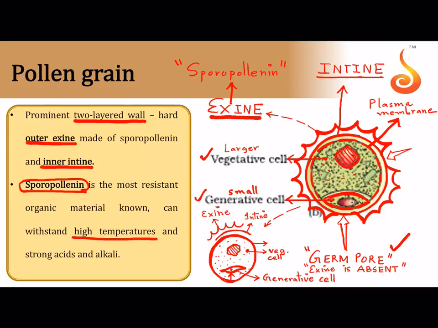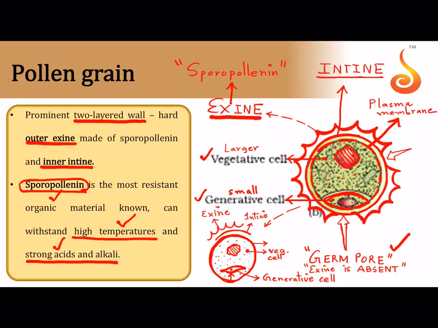It can withstand high temperature. It can also withstand strong acids and alkali. Till today, they have not discovered any enzyme which can digest this chemical called sporopollenin. That means it is such a strong chemical, and that's why it ensures that all the parts of the pollen grain within are kept safe. They are also kept free from destruction by high temperature and strong acids and strong alkali. Okay, so this is the structure of the pollen grain. So I hope it is clear to you.